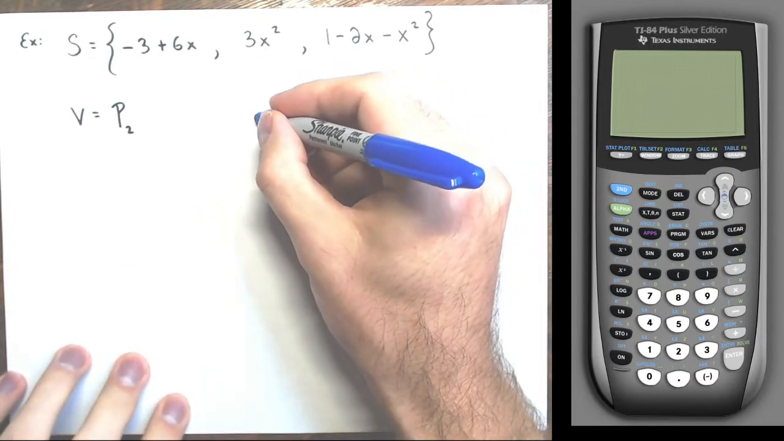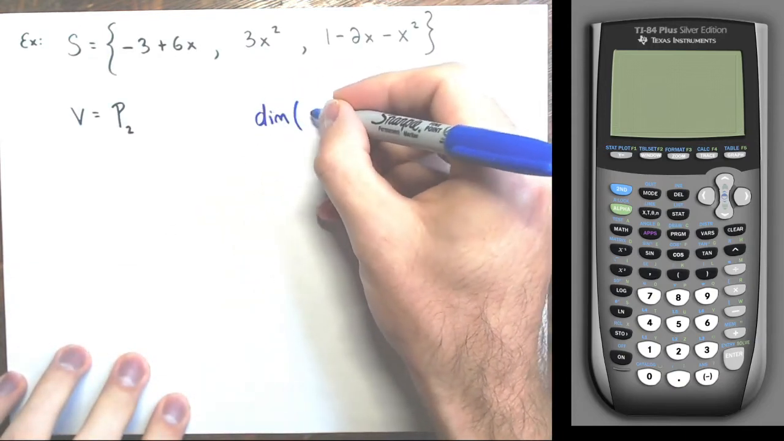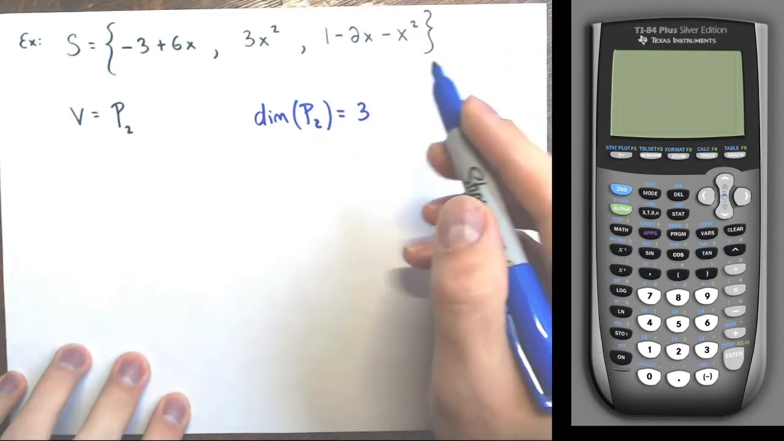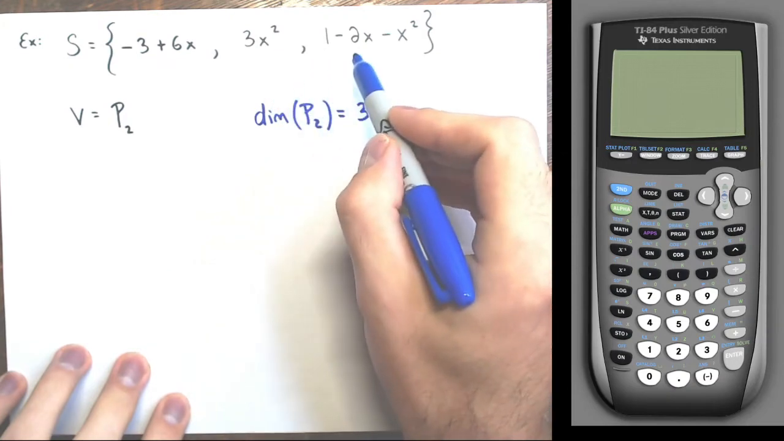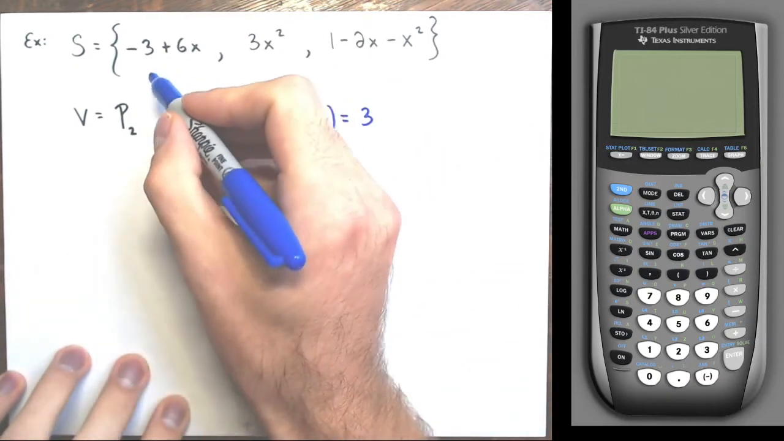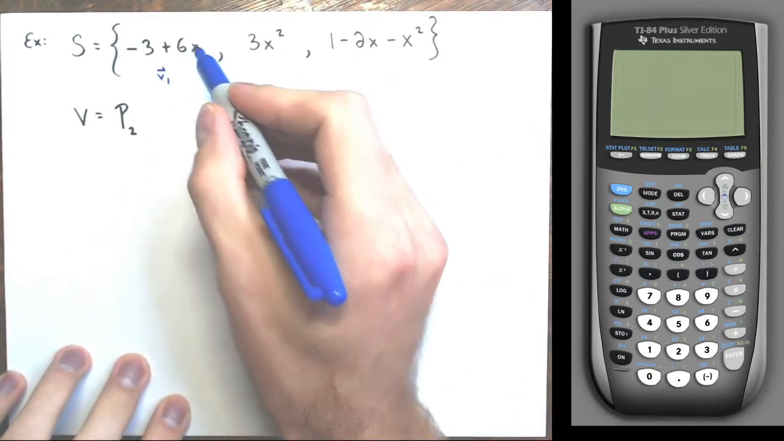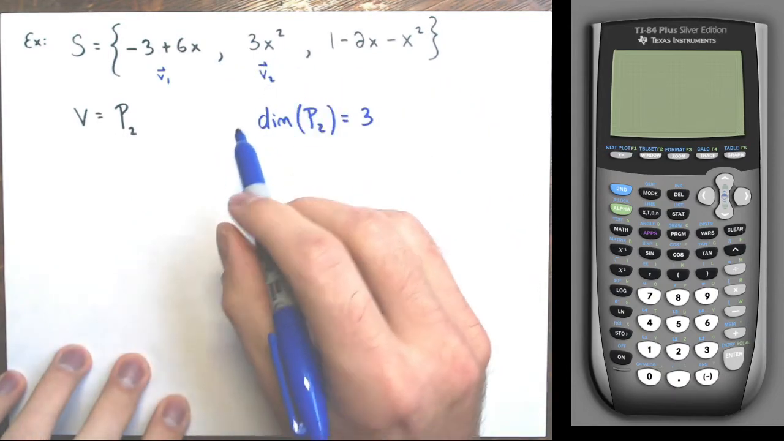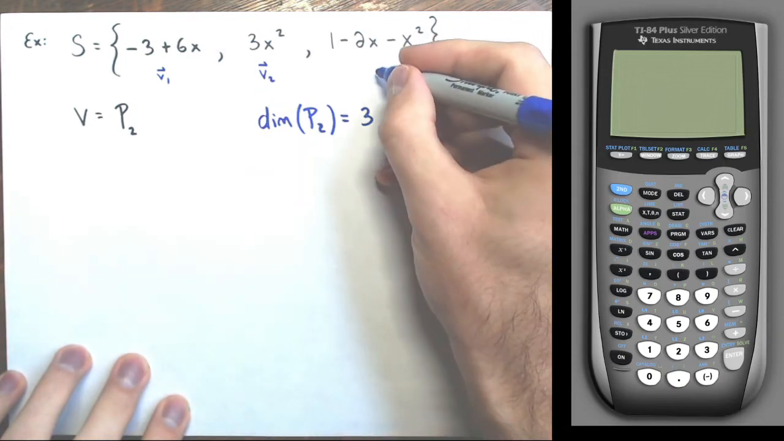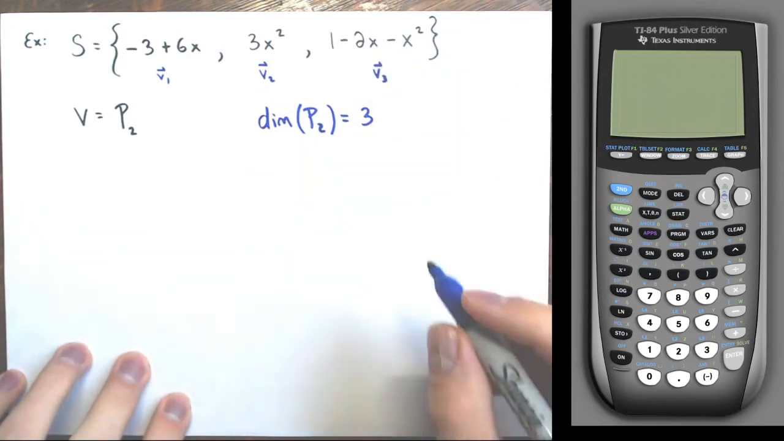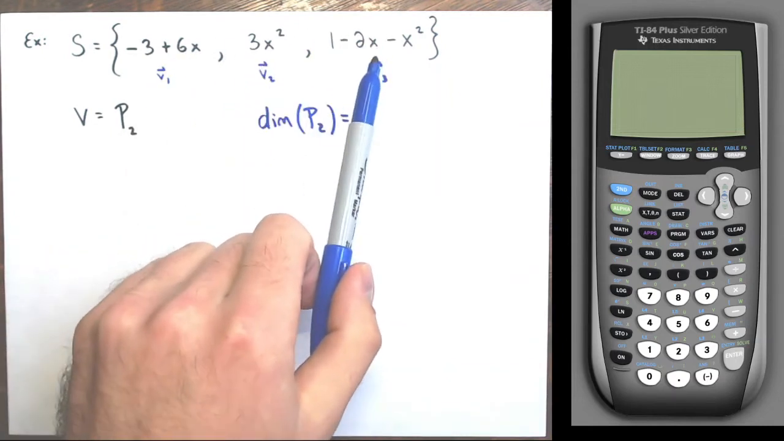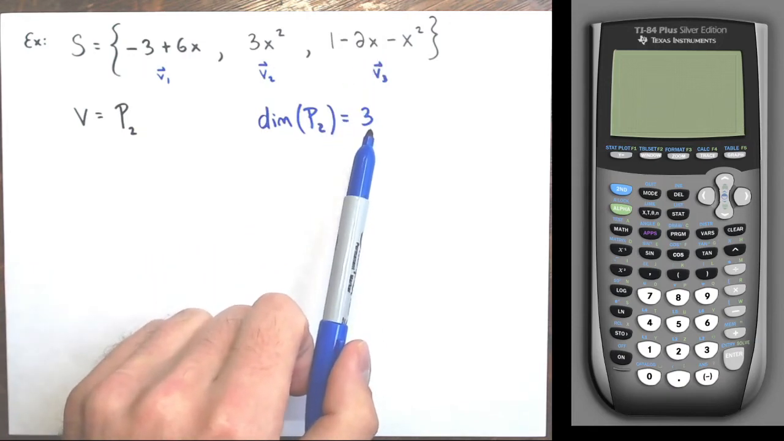But we know that the dimension of P2 is 3. And look, there are 3 vectors. Right? Vector 1 is this negative 3 plus 6x. Vector 2 is this 3x squared. And vector 3 is this 1 minus 2x minus x squared. All my vectors here are polynomials of degree 2 or less. So the number of vectors in the set is the same as the dimension.